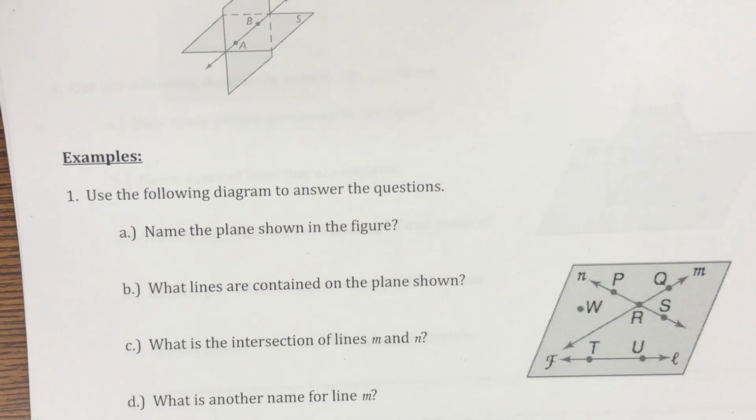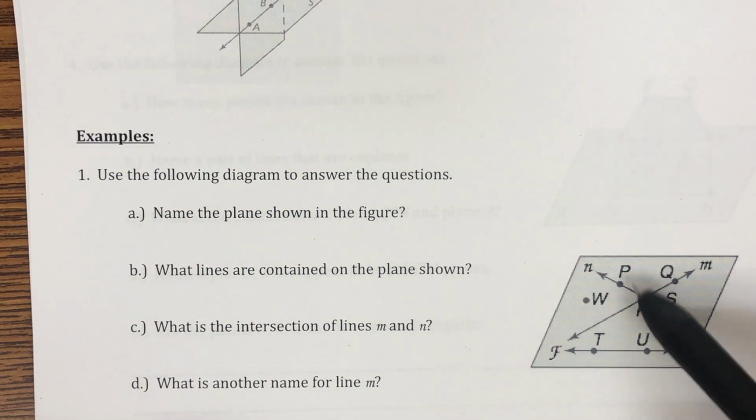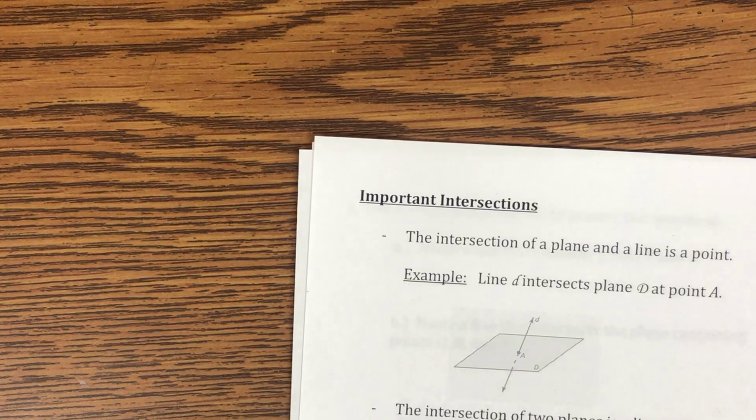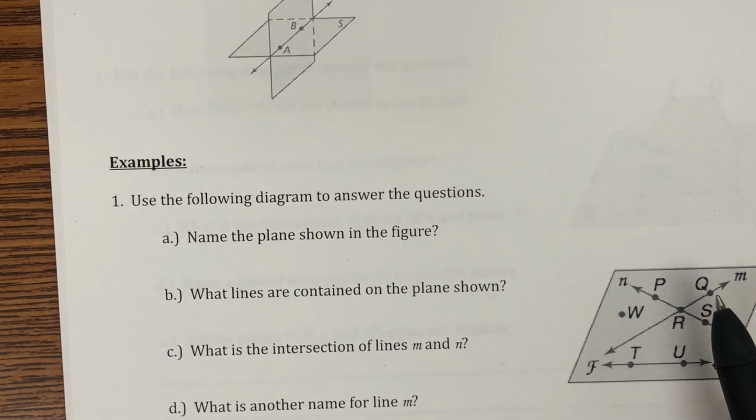In example 1, I'm just going to take a quick look at the diagram. I see a couple lines, and I also see a plane. All of the lines are in the plane. It's very obvious when one of the lines is not in the plane, just like up here, it sticks out. So these ones are all on the plane.